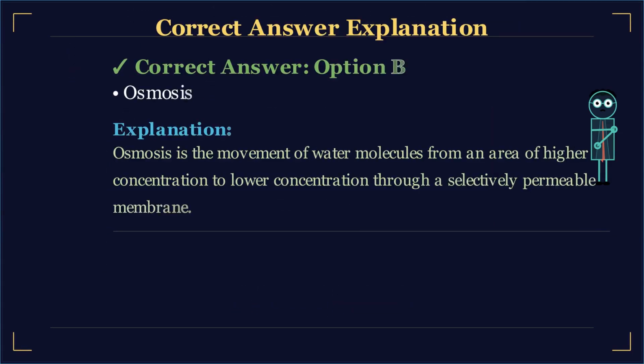Here's the explanation for the correct answer. Osmosis is the movement of water molecules from an area of higher concentration to lower concentration through a selectively permeable membrane.